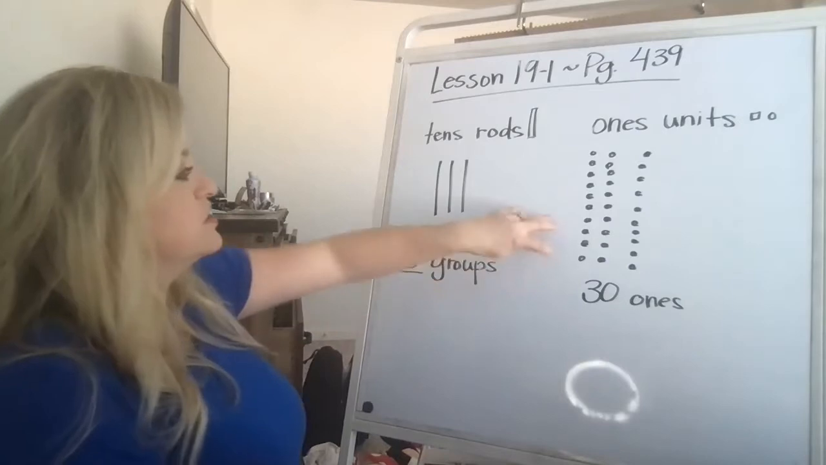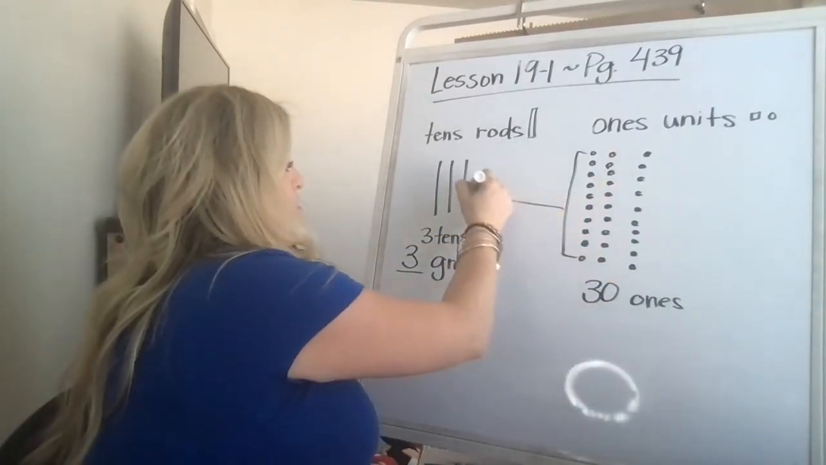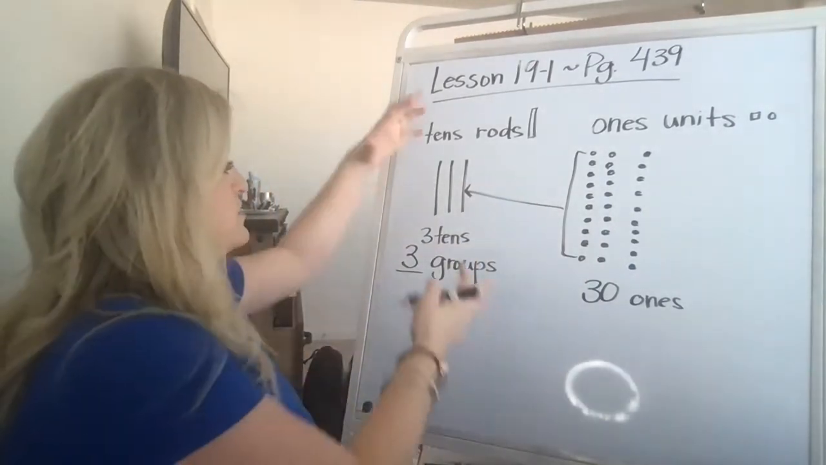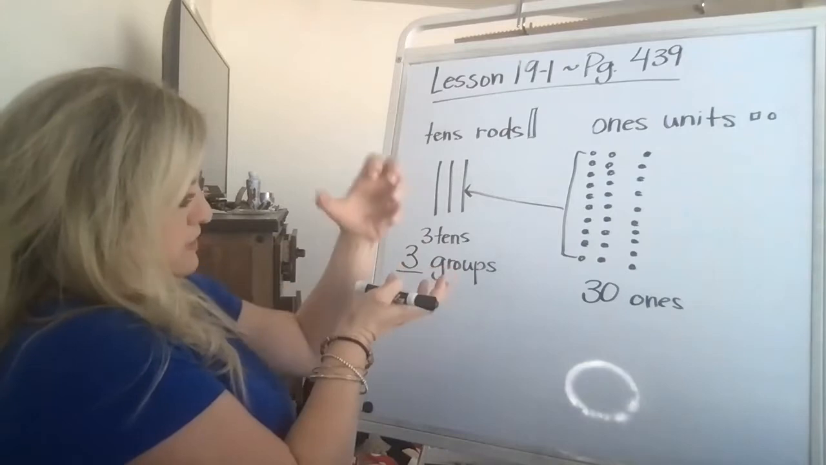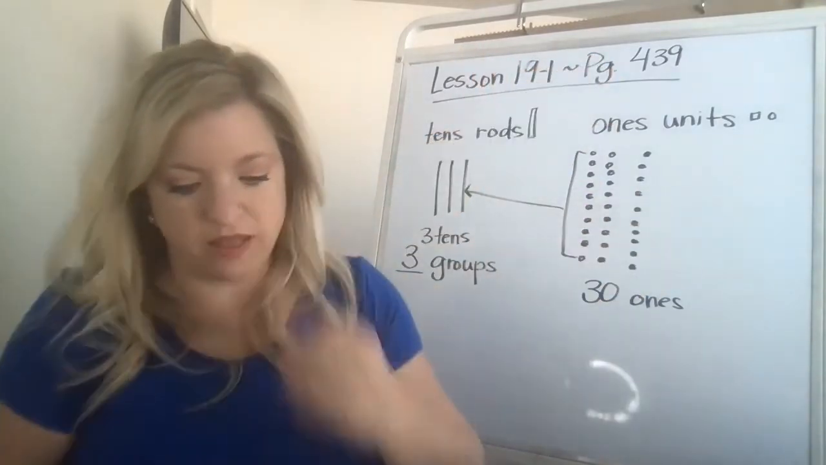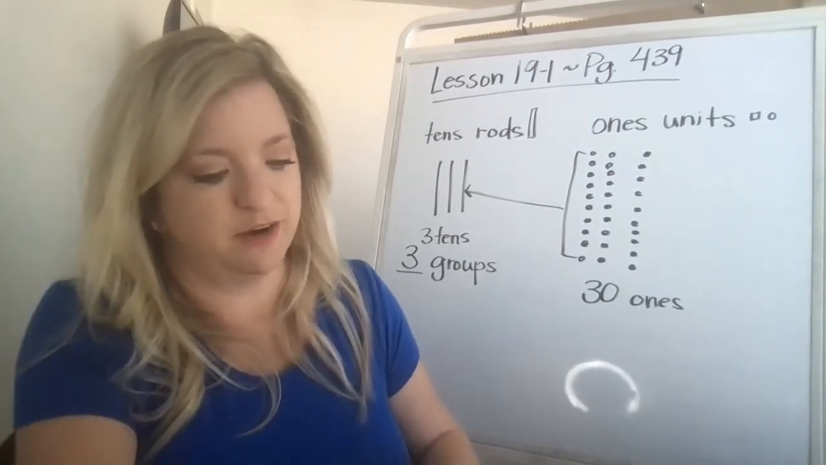Here I took this group of 10 and I put it into a stick. So same thing. These are like compact and combined, and these are just blown up or expanded. Okay, awesome. The next page says count and write how many 10s.